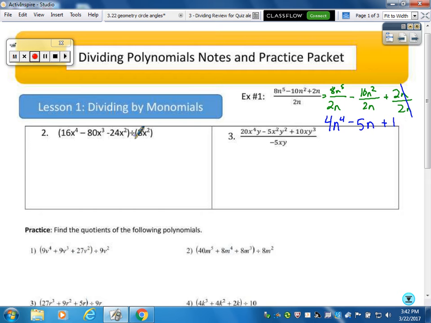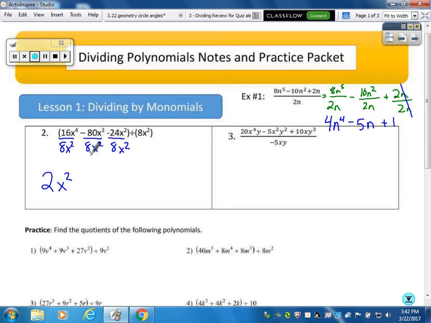So this next one, same type of problem. They've just shown the division a different way. So just take every single one of these terms and divide it by 8x squared. So when we do that, we get 16 divided by 8, which is 2. You had 4 x's. You want to cancel 2 out, so you still have 2 left.